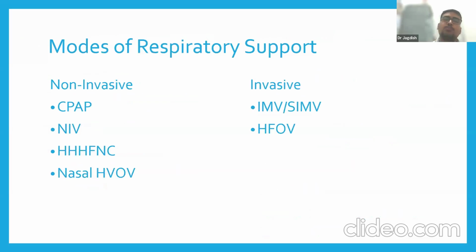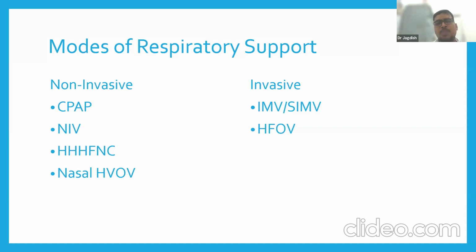So once we decide we have to put the baby on a support, then we need to decide which support we need to choose, whether a non-invasive support or an invasive support. I just give a brief overview here regarding choosing the respiratory support. In non-invasive, we have got 4 options: CPAP, non-invasive ventilation, heated humidified high flow nasal cannula, or nasal high frequency oscillatory ventilation. In invasive, we have got 2 options: invasive mechanical ventilation or synchronized invasive mechanical ventilation, or high frequency oscillatory ventilation.